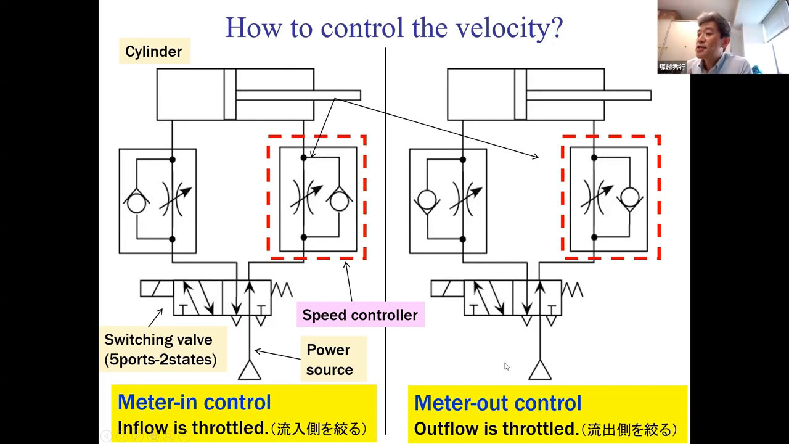So in this case, it is very robust for the outer load. This control method is called the meter out, while the left side control is called the meter in. So you can select depending on your application.